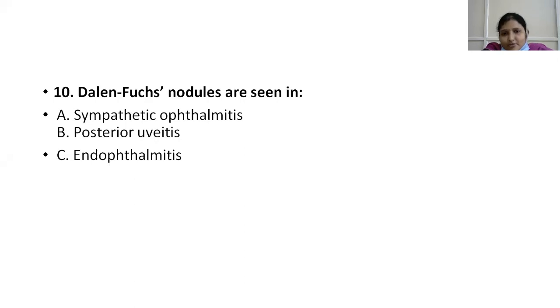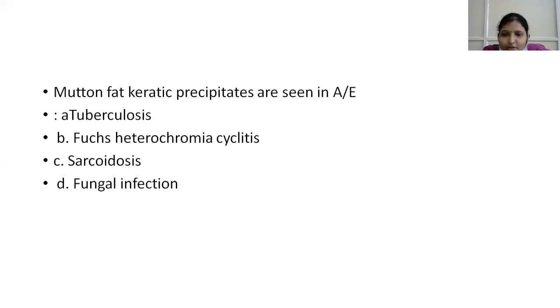What are Dalen-Fuchs nodules? They are seen in, coming to the next question. What are Dalen-Fuchs nodules? They are seen in sympathetic ophthalmitis, posterior uveitis, or endophthalmitis. What is the answer? Yes, very good. Sympathetic ophthalmitis. Next, mutton fat keratic precipitates. They are seen in all except tuberculosis, Fuchs heterochromic cyclitis, sarcoidosis, and fungal infection. All except is the question. Read it carefully.